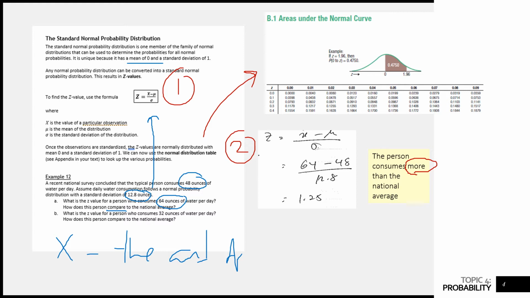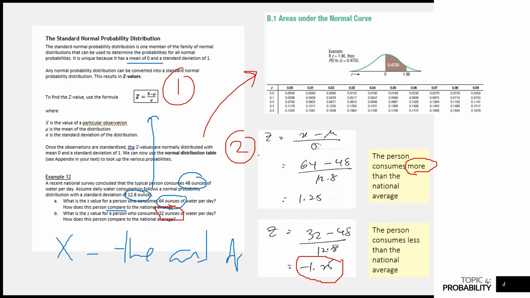Now let's look at the next question. B, what is the Z value for a person who consumes 32 ounces? Now your X is 32. So if you were to write it down, it is 32 minus the mean, 48, over the standard deviation, 12.8. You will get negative 1.25. So compare minus 1.25 with 0. Is it more or less than 0? Yes, it's less than 0. Therefore, to interpret, we say the person consumes less than the national average.